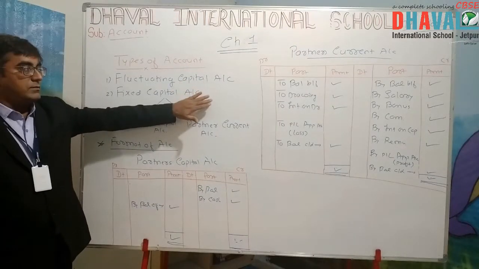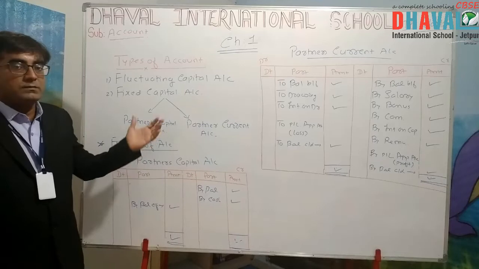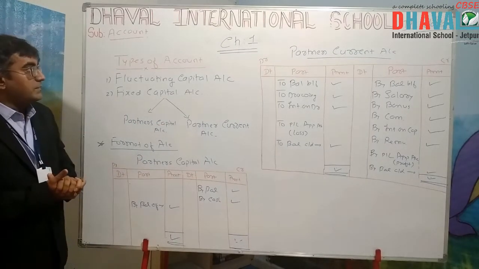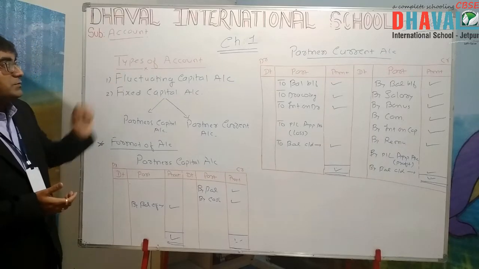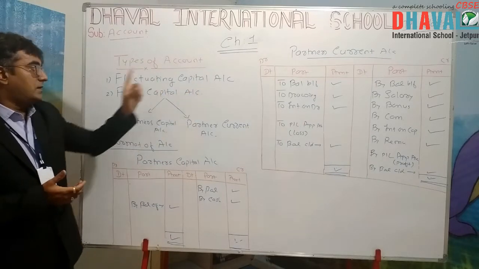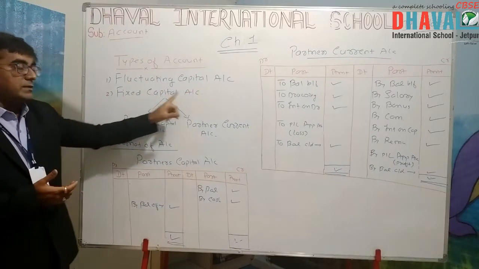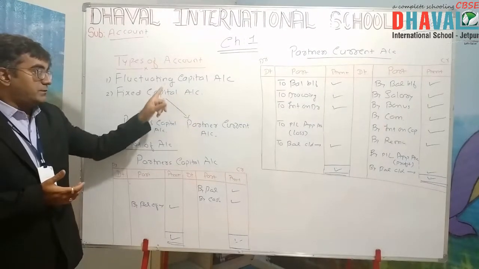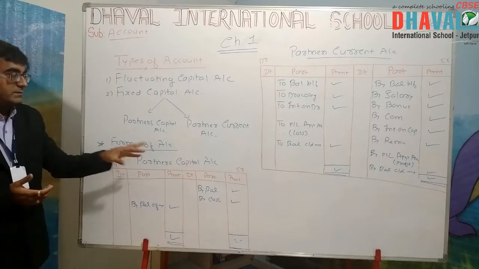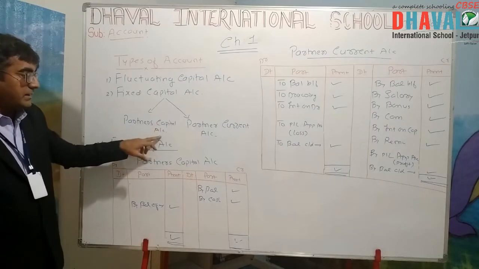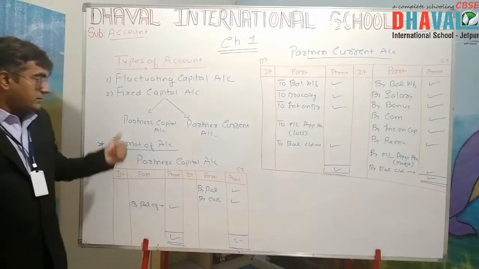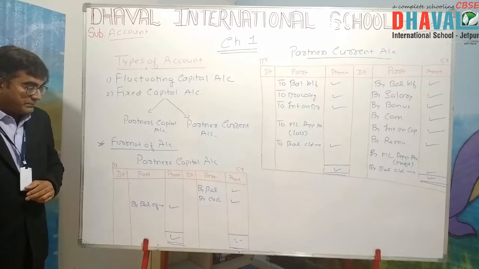Format of the account. Before this, we finished all the theory part. So now we see the types of account. There are two main types of account: number one, fluctuating capital account, and number two, fixed capital account. Fixed capital account is further divided into two main parts: partners capital account and partners current account. Now we see the format of partners capital account.